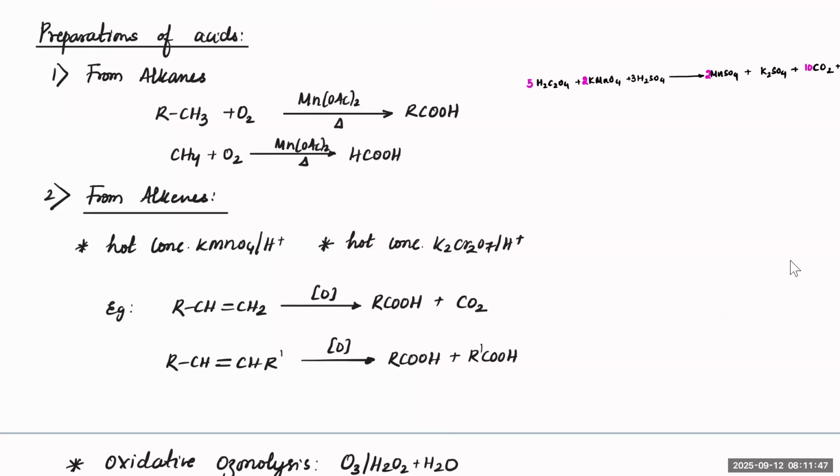How do we prepare the acids in general? We can list them out from the various functional groups, starting with alkanes. When you react alkanes in the presence of air with catalysts like manganic acetate, it will convert that alkane into acid. Methane plus O2 will give you formic acid. This is one of the most relevant reactions you will find.